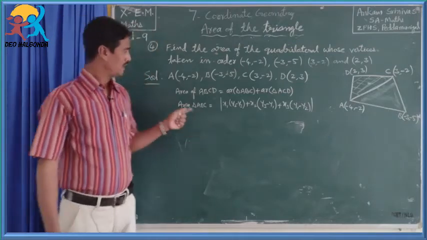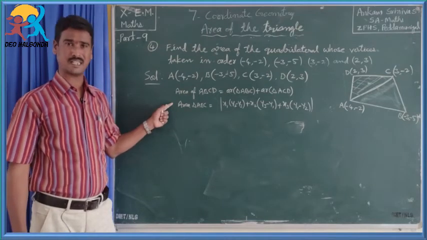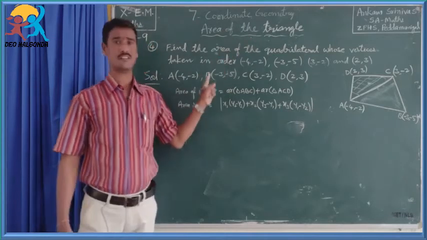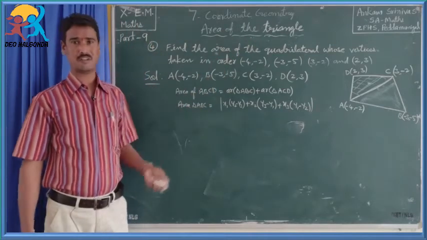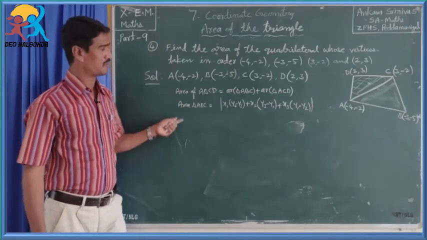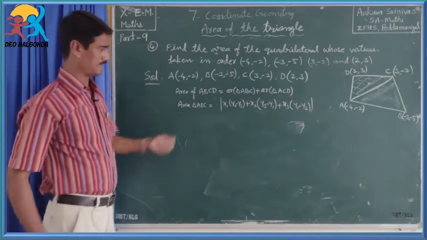Now using another method, the crisscross method. In the previous class on the area of a triangle, I explained the crisscross method to find the area without the formula. In the same way, you can apply the crisscross method to find the area of a quadrilateral. How to find it? Let's see.